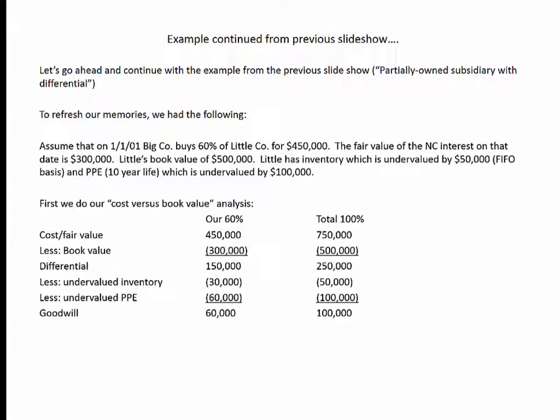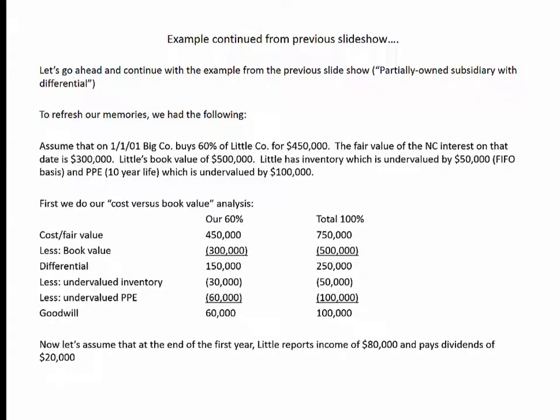We do our cost versus book value analysis, again the same thing we did in the previous slideshow, and we find that it plays out with goodwill of $100,000 for the company as a whole, $60,000 of goodwill for our portion. Now let's assume that by the end of the first year, Little reports income of $80,000 and pays dividends of $20,000.